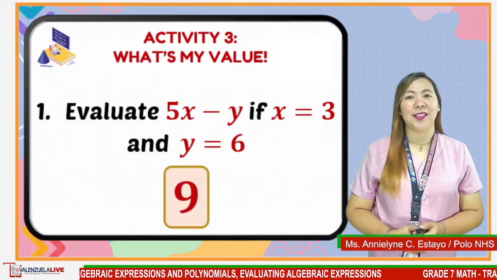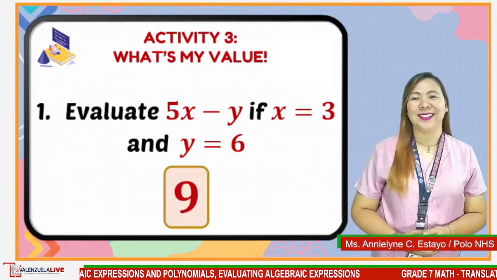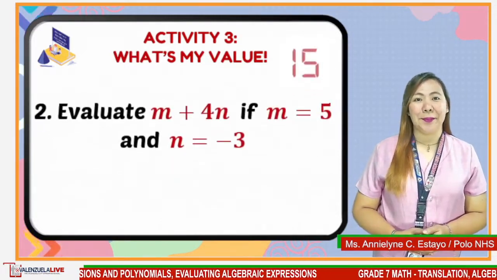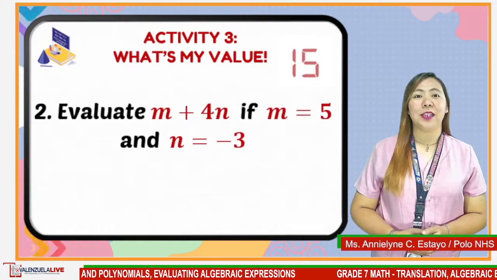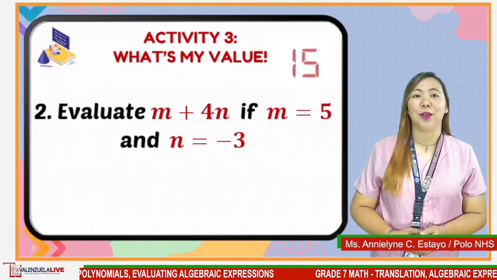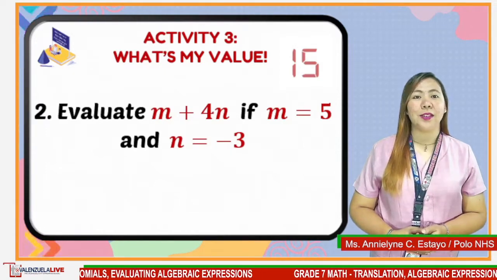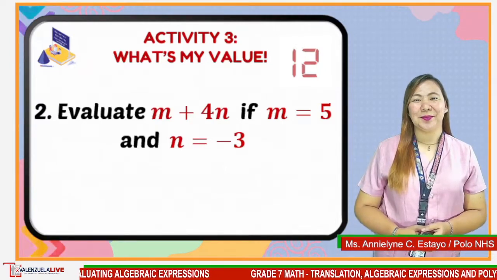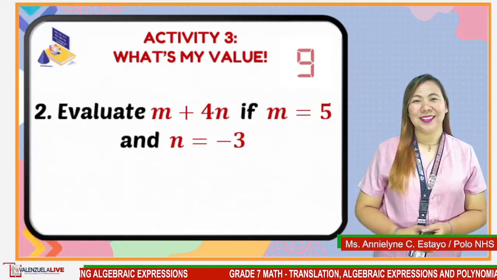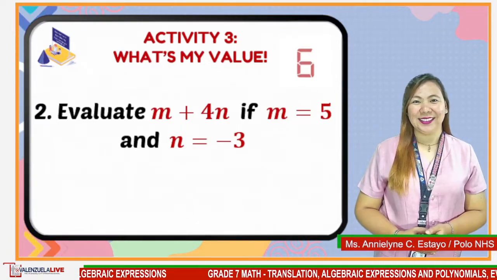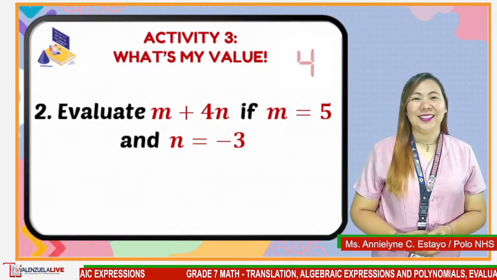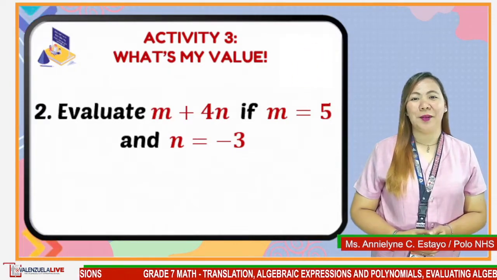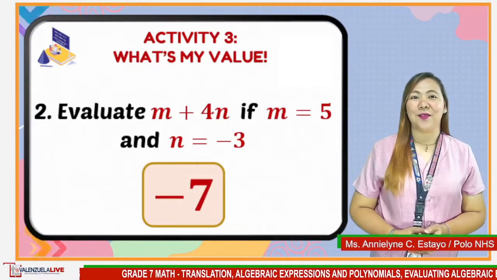If your answer is 9, that's right. Number 2. Evaluate m plus 4n if m is equal to 5 and n is equal to negative 3. 15 seconds, go. The answer is negative 7.